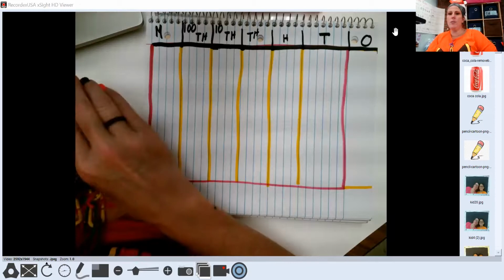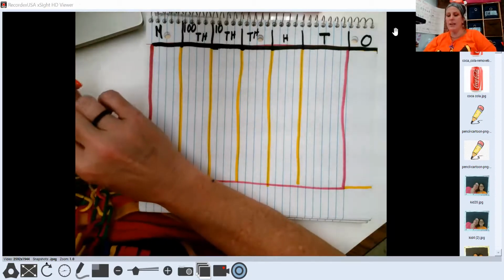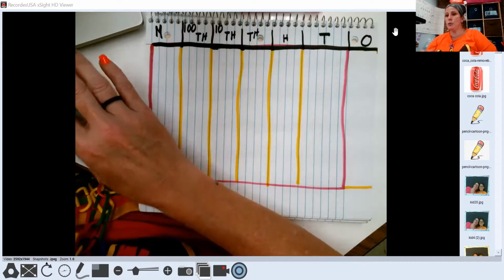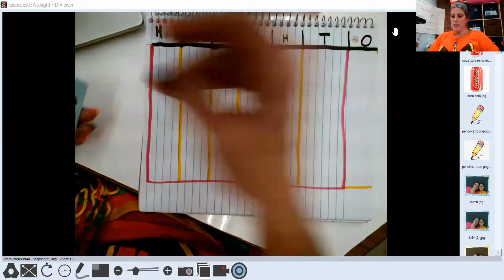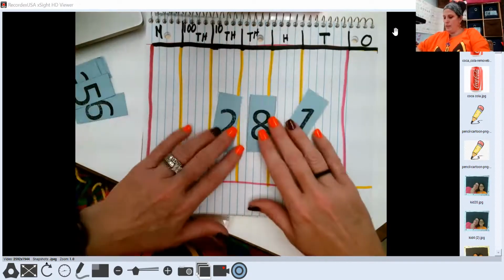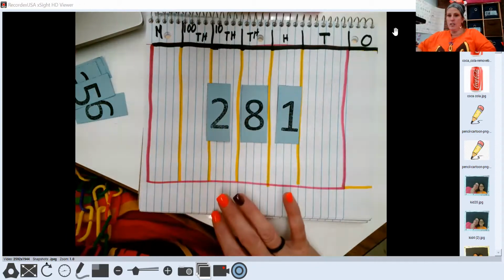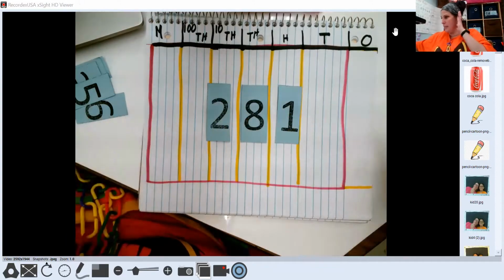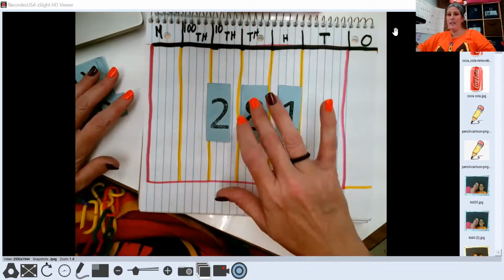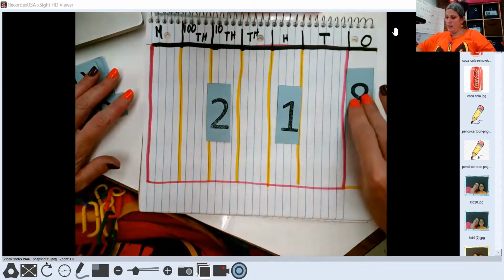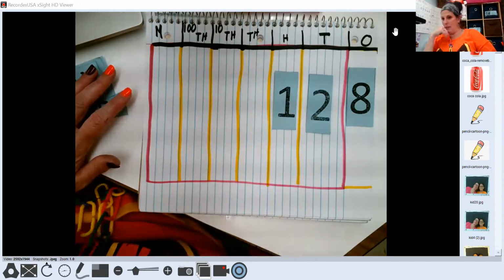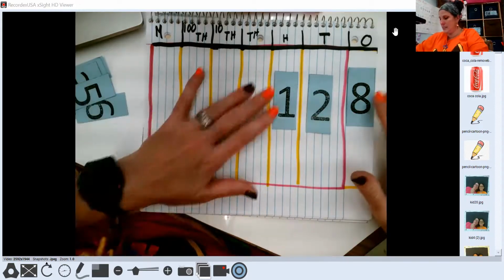All right, so now we're going to talk about what we worked on today, which was creating a certain number using multiple stipulations, multiple rules. We're going to start off with just 3 digits. The first rule or stipulation is to create the least number. So I'm going to create the least number by putting the greatest digit in the ones place, tens, hundreds. Okay, so I've created the least number.